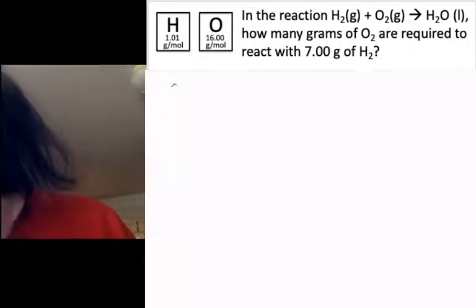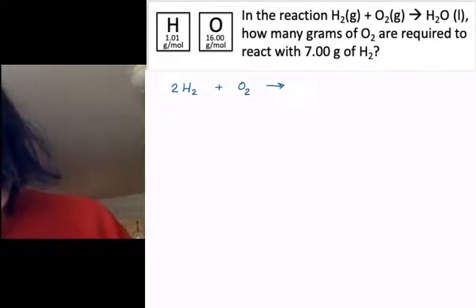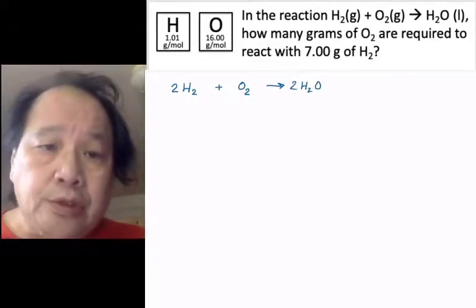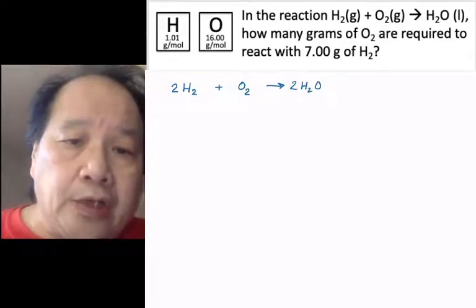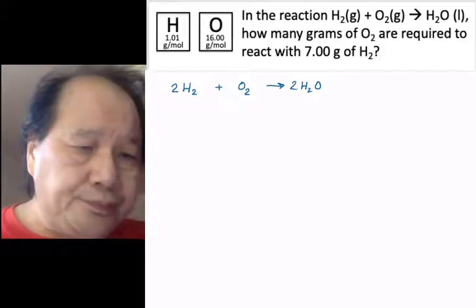The balanced reaction is 2H2 plus O2 going to 2H2O. As you can see, we have 4 H's on the left and 4 H's on the right, 2 O's on the left, 2 O's on the right.